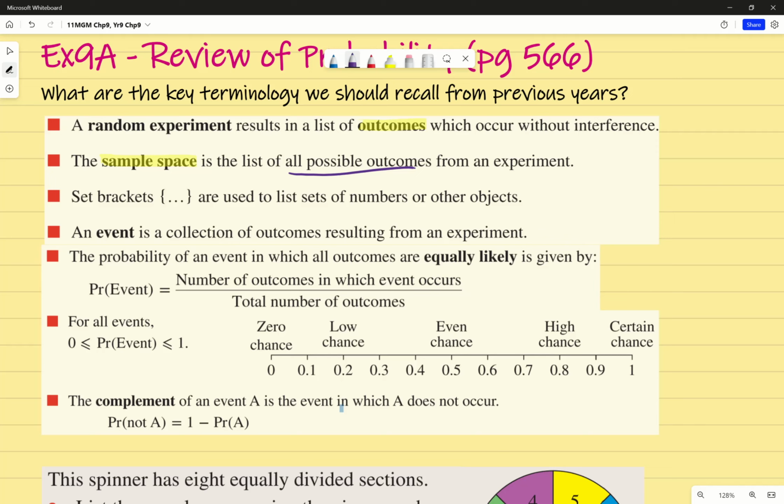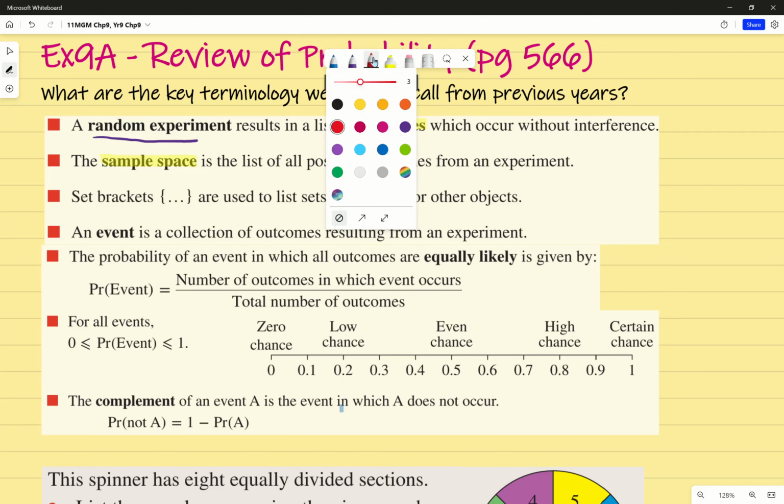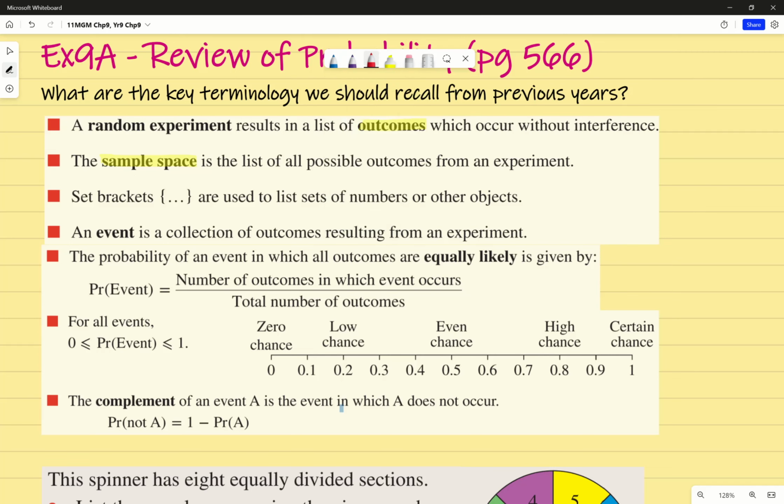Are you happy for me to move on to the next dot point, or shall I give you a little bit of time to write that down? So you're writing down what you think is important for this section. At this stage, I feel that random experiment results in a list of outcomes. That's important. And sample space is a list of all possible outcomes. I think those two are the most important components. Let me just underline what I think you should be writing down at a minimum.